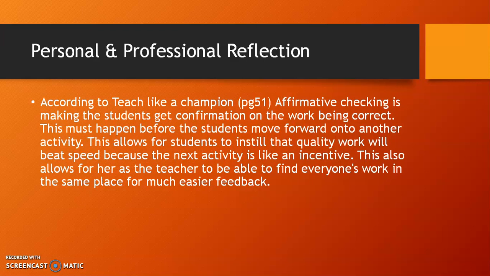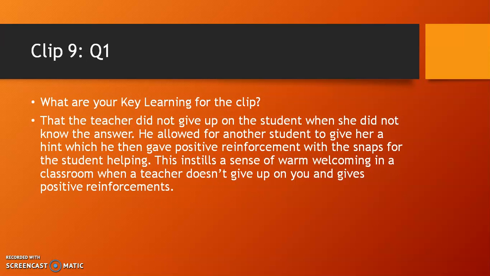According to Teach Like a Champion, page 51, affirmative checking is making the students get confirmation on the work being correct. This must happen before the students move forward onto another activity. This allows students to learn that quality work will beat speed because the next activity is like an incentive. This also allows her as the teacher to be able to find everyone's work in the same place for much easier feedback.